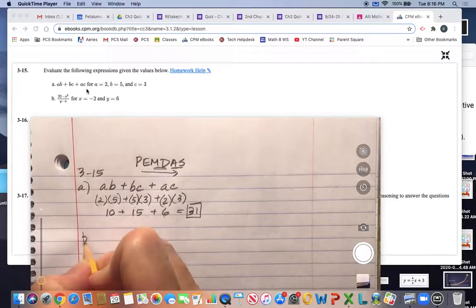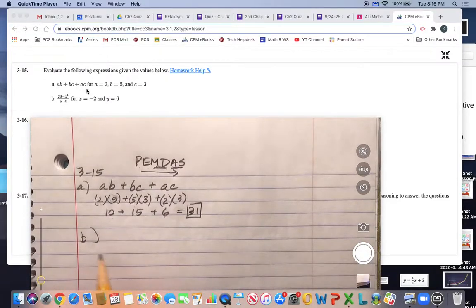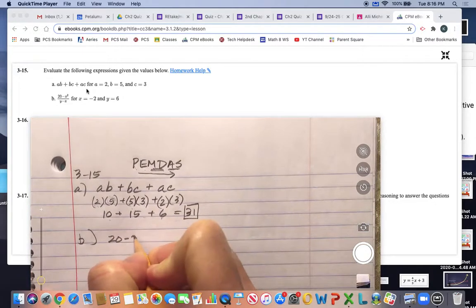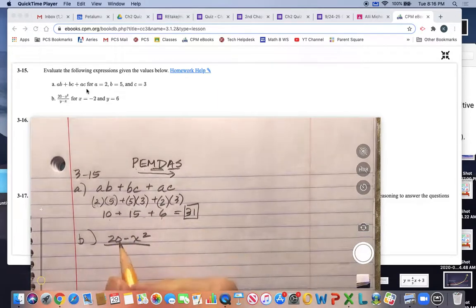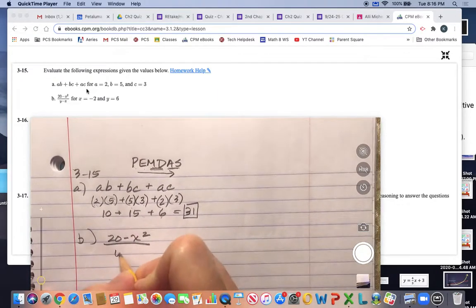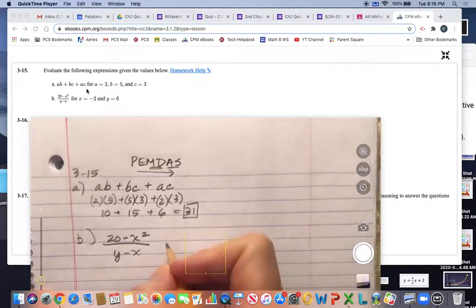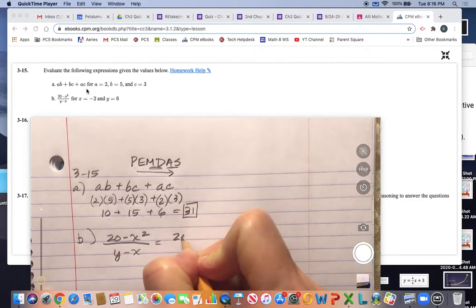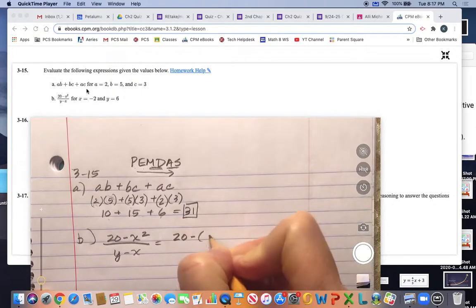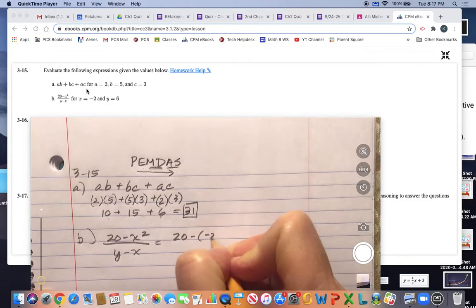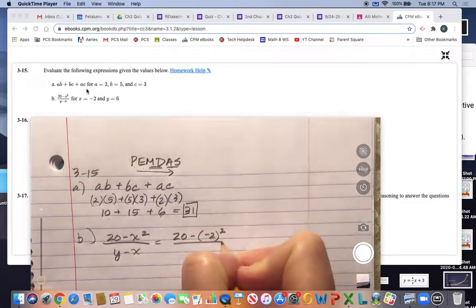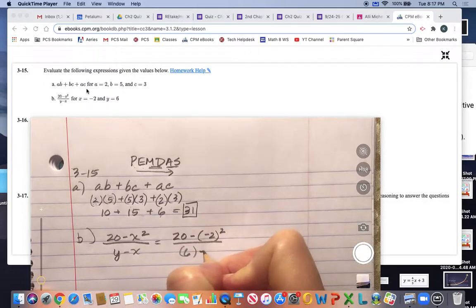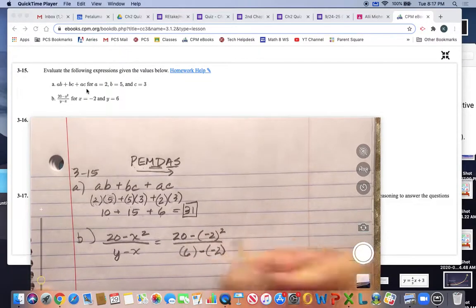And then B, we'll give that a little space. B is 20 minus x squared over y minus x. All right, so let's substitute the values. We'll first rewrite 20. And then x is going to be a -2, and that's squared. And then y is 6, and then we've got -2 below.